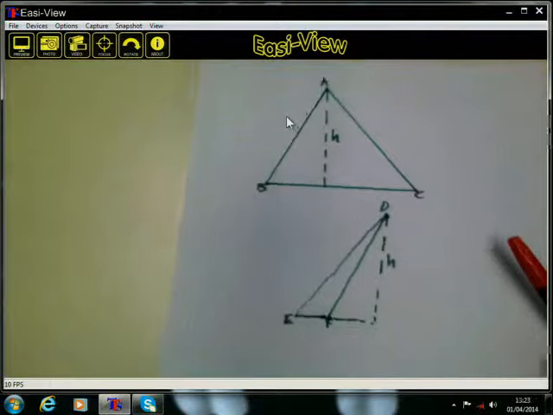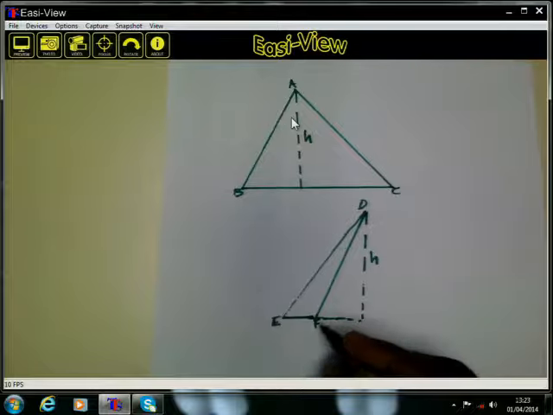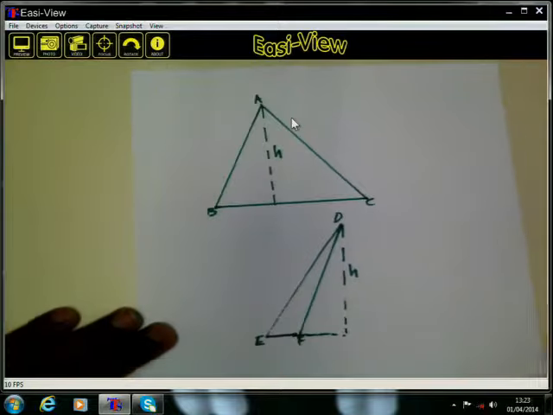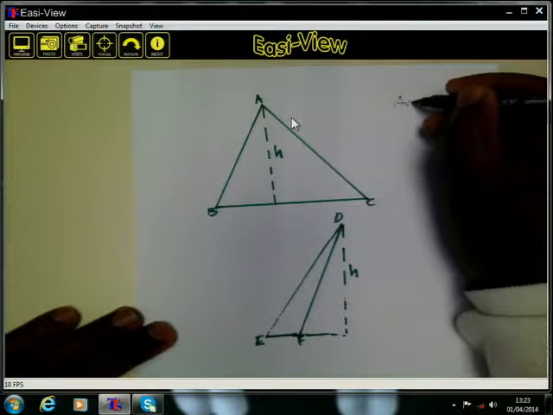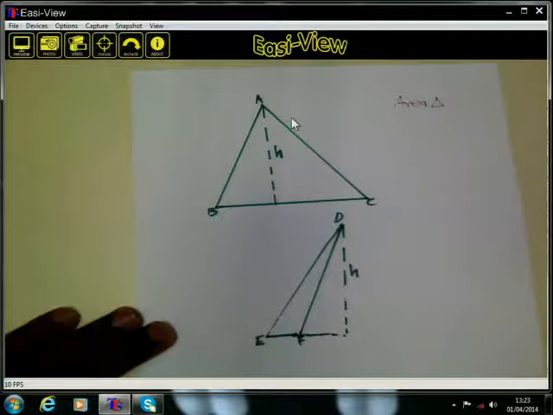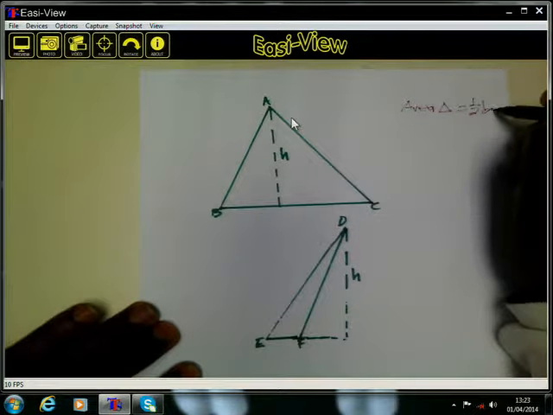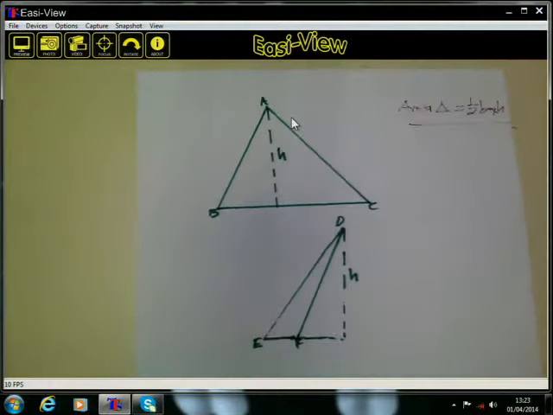But before we can prove that theorem, I want us to come back to this. Let us quickly look at these two triangles, triangle ABC and triangle DEF. With the knowledge that we had from grade 10 about determining the area of a triangle, we normally say the area of a triangle is equal to half base multiplied by perpendicular height. This is the formula that we normally use to determine the area of any triangle.